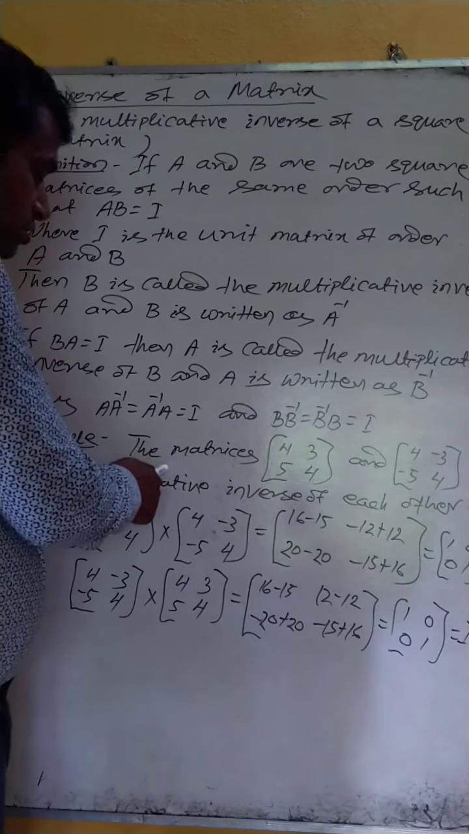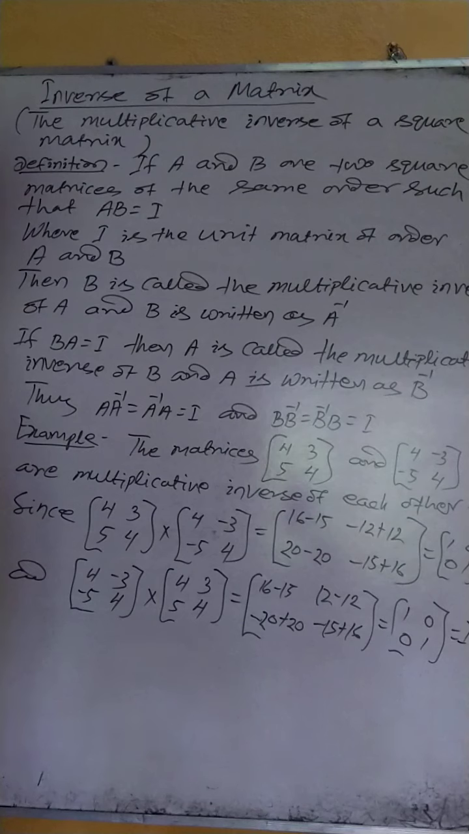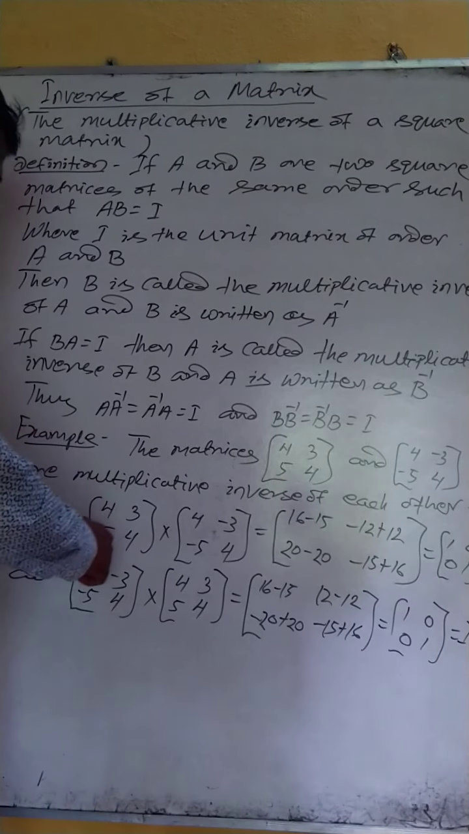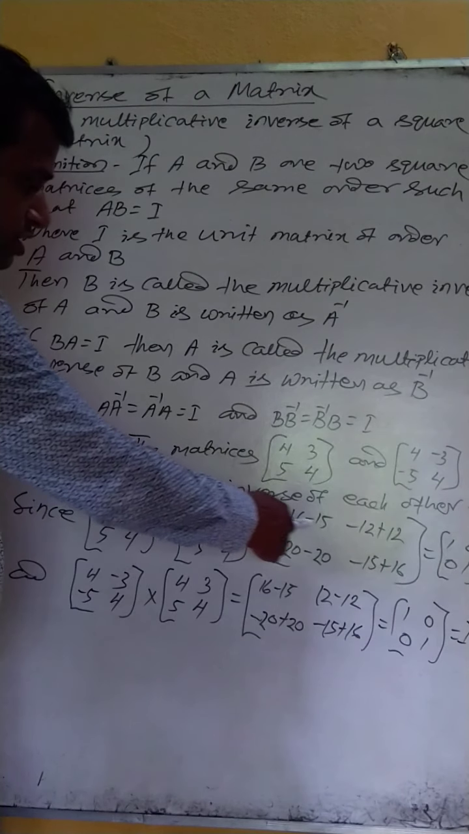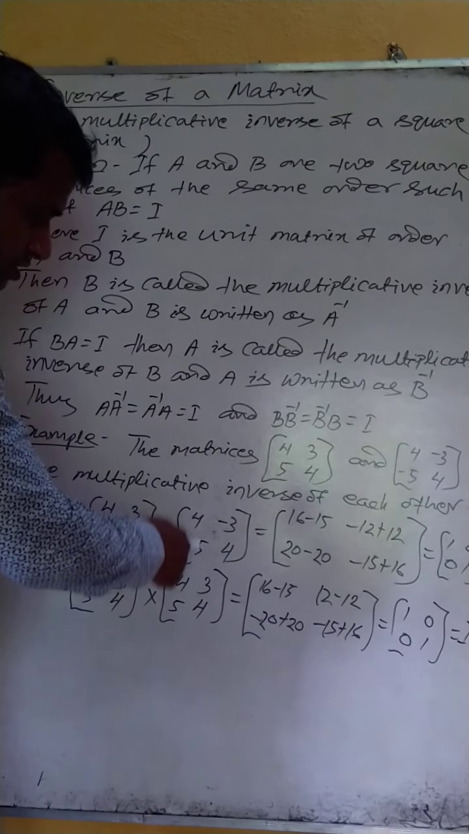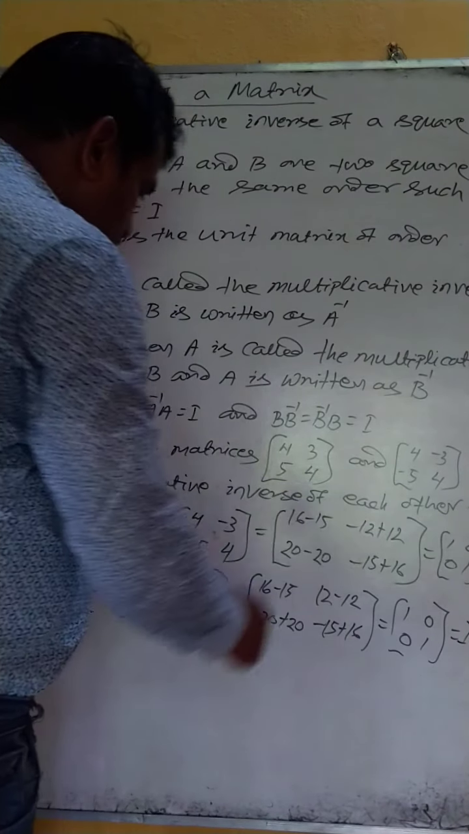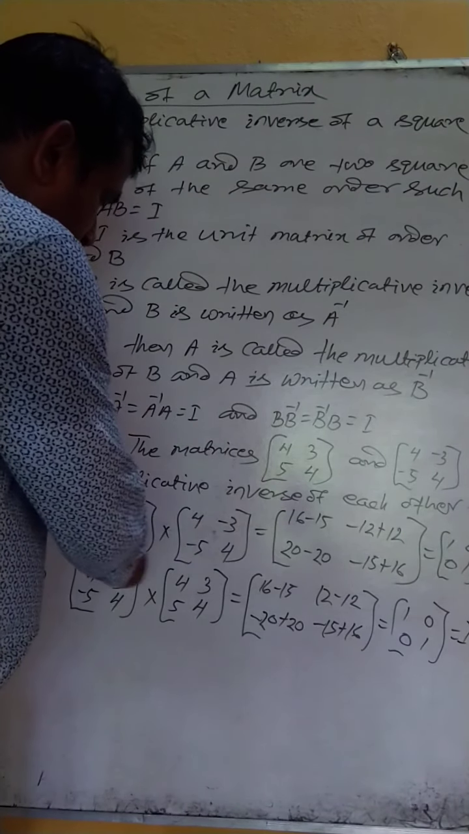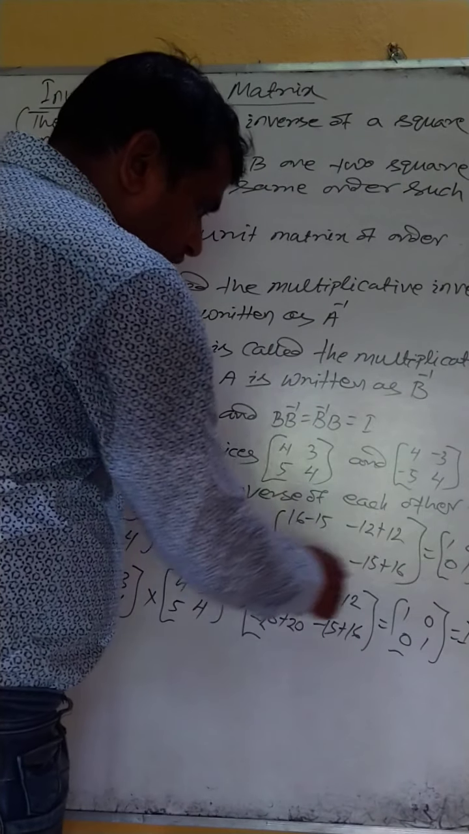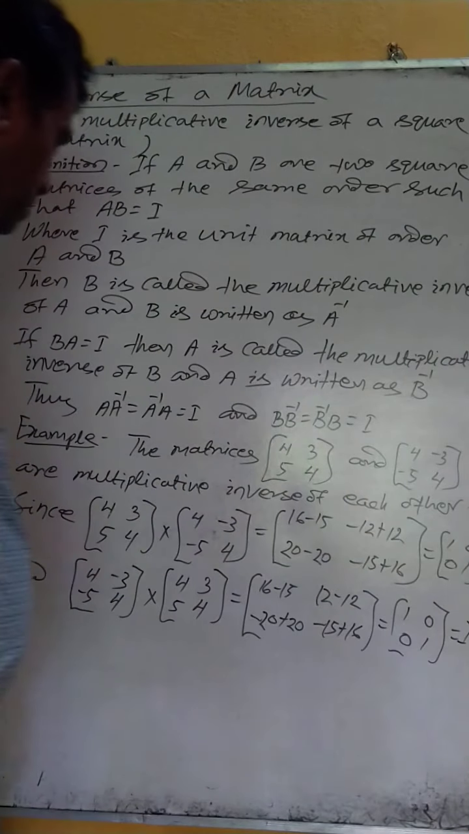Now we take an example. The matrices [4, 3; 5, 4] and [4, -3; -5, 4] are multiplicative inverse of each other, because [4, 3; 5, 4] into [4, -3; -5, 4] equals: first row, first column, 16 minus 15; first row, second column, minus 12 plus 12; second row, first column, 20 minus 20; second row, second column, minus 15 plus 16. That equals [1, 0; 0, 1], that is equal to I.